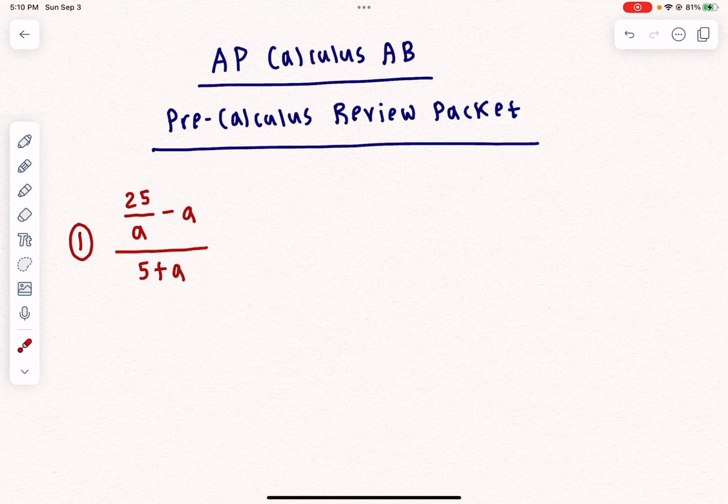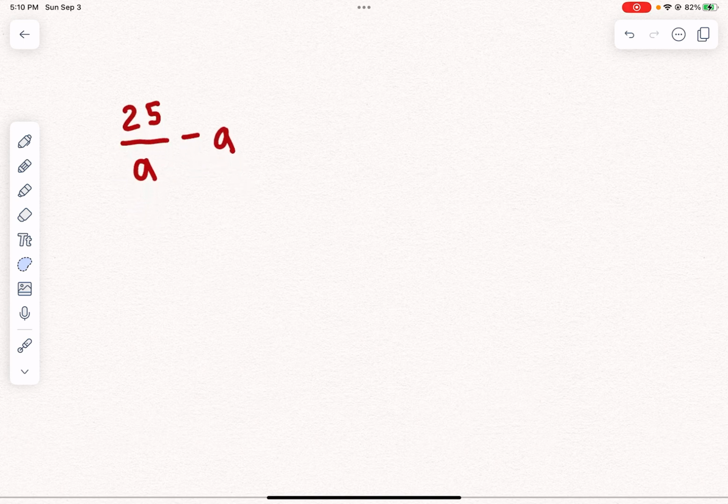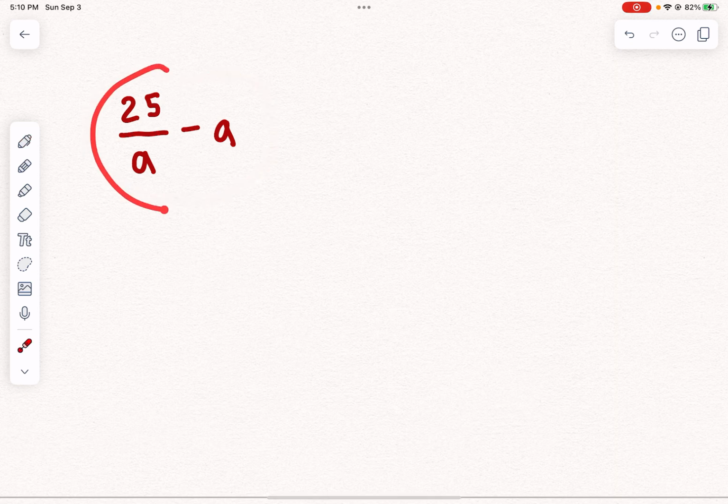So the idea here, for this first way, is to focus on the numerator. So what I'm going to go ahead and do is go to a different page, and I'm going to focus on that numerator for right now. So we have the numerator of question number 1, and we're going to simplify this by itself, and we'll go from there. So here, what I want you to know is you have a fraction minus this variable.